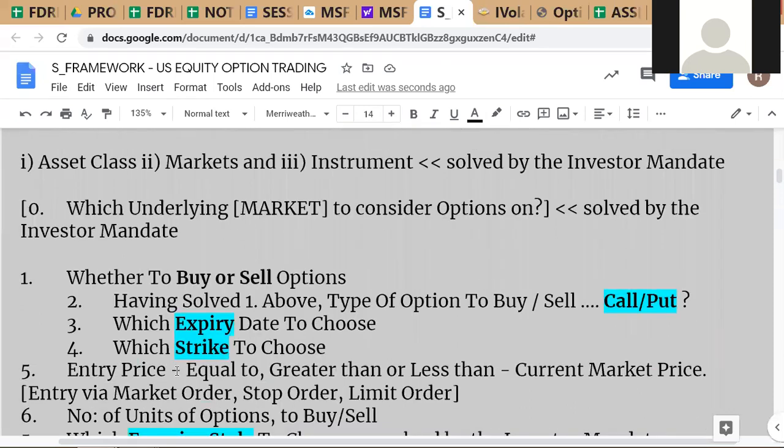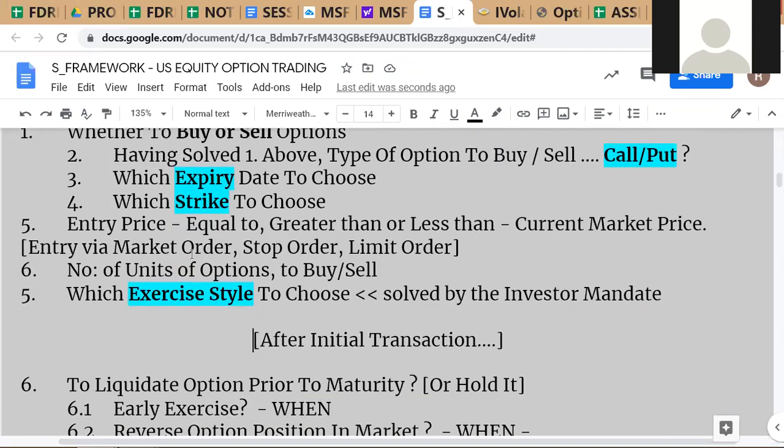So in the US, for instance, equity options are American style. This is just a convention. Like in India, we drive on the left-hand side of the road. There's no big deal. If you go to the US and you drive on the right-hand side of the road, you're still driving. So it's not a big deal, it's just a convention. This convention is set by the market in which you're operating.